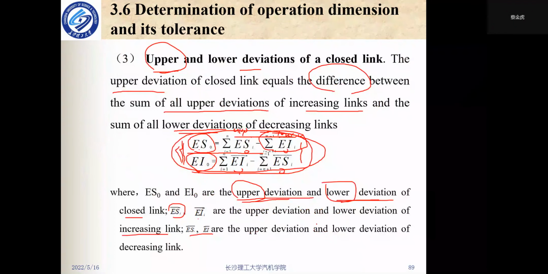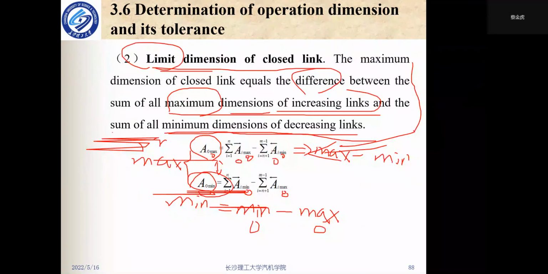Then the upper and lower deviation of a closed link, similar to the limit dimension of closed link.